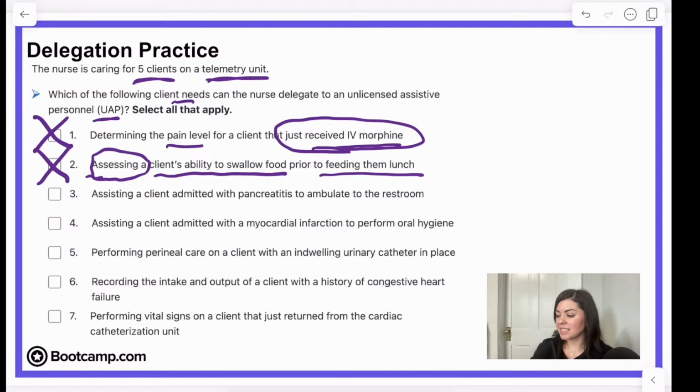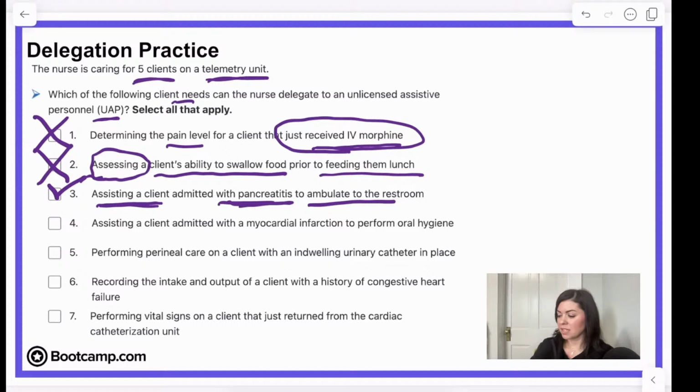Option 3, assisting a client with pancreatitis to ambulate to the restroom. Yes or no? Do we want to delegate option 3, assisting a client with pancreatitis to ambulate to the restroom? I agree with you guys that we can delegate that task safely, because this is a routine task. Assisting the client with ambulation is routine, and all it says is the client has pancreatitis. There's nothing there to indicate that they are unstable. So this is a stable client, routine task.